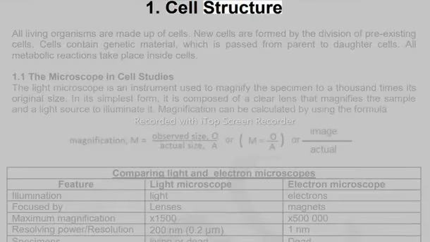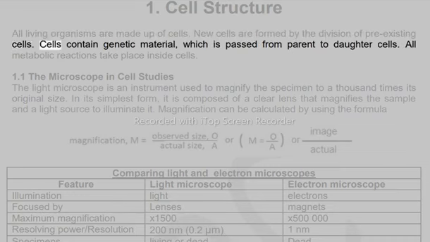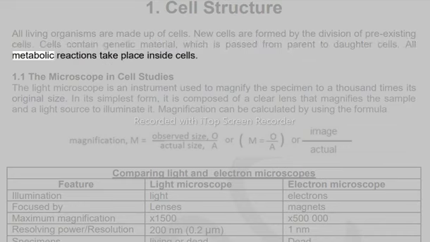1. Cell structure. All living organisms are made up of cells. New cells are formed by the division of pre-existing cells. Cells contain genetic material, which is passed from parent to daughter cells. All metabolic reactions take place inside cells.